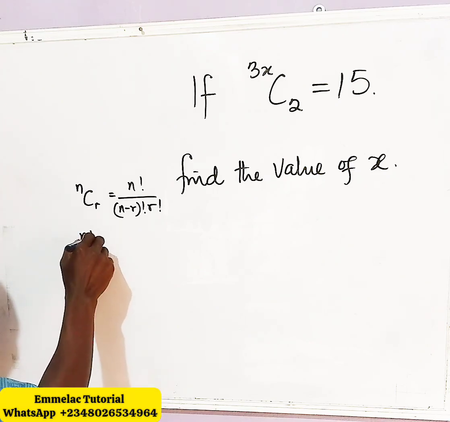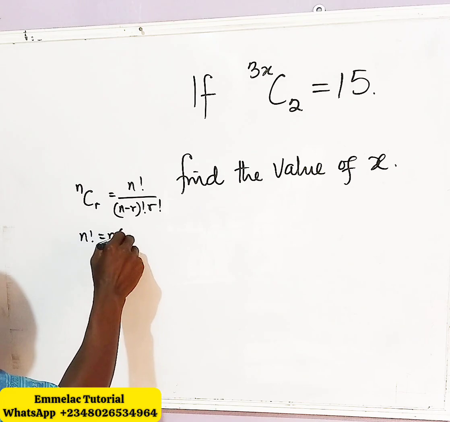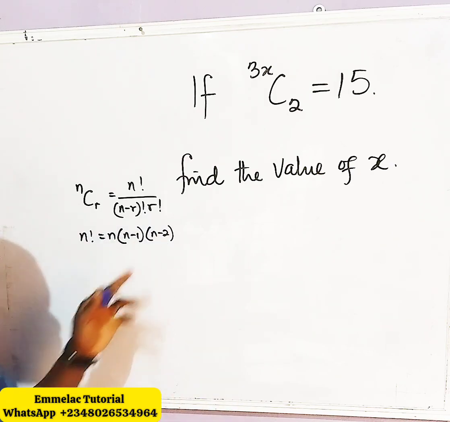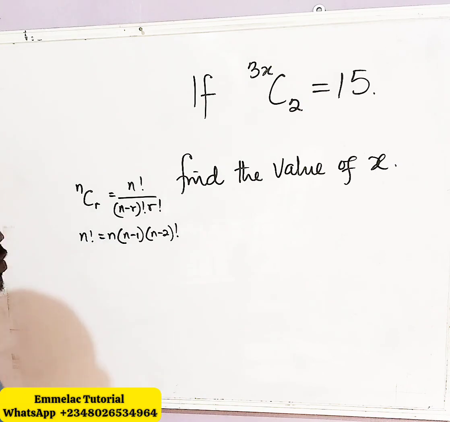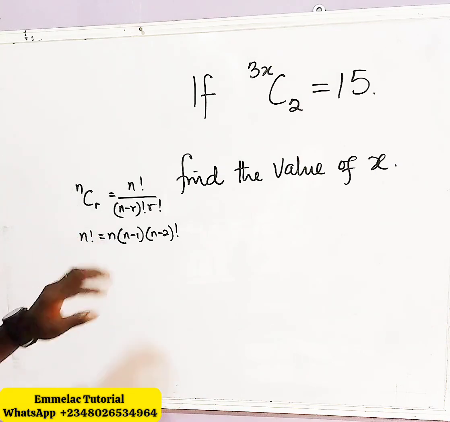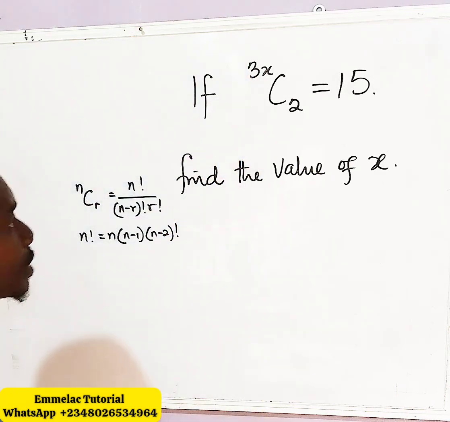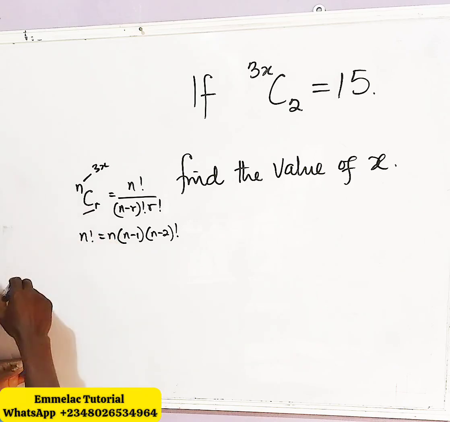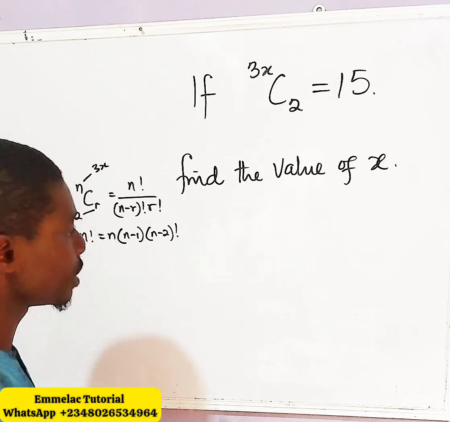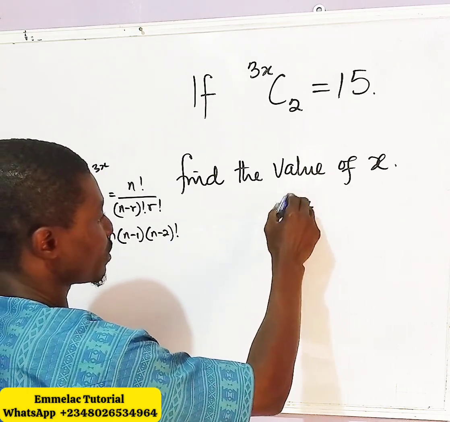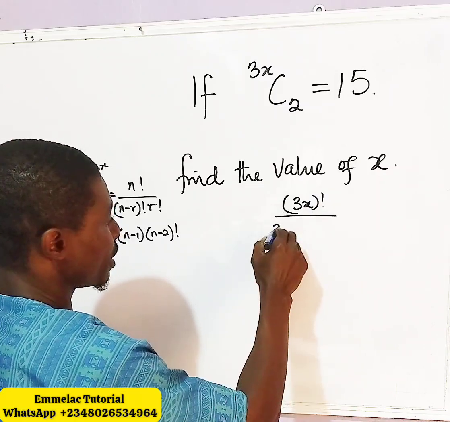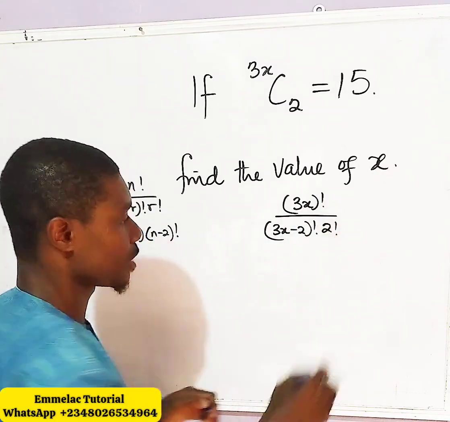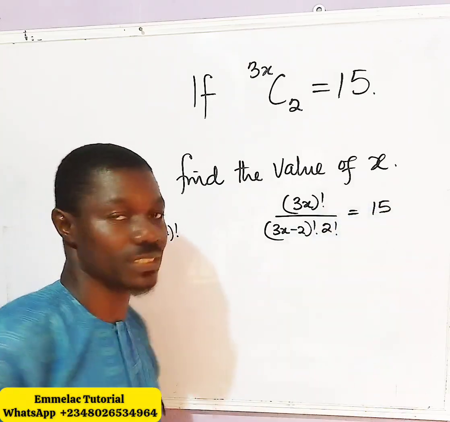where n factorial is n times n minus 1 times n minus 2 and so on and so forth. But if we choose to stop here, we just end it with the factorial. Okay, so let us apply this rule here, where n here is 3x and r here is 2. In this case we will say this is 3x factorial, all over 3x minus 2 factorial, then 2 factorial, equals 15.